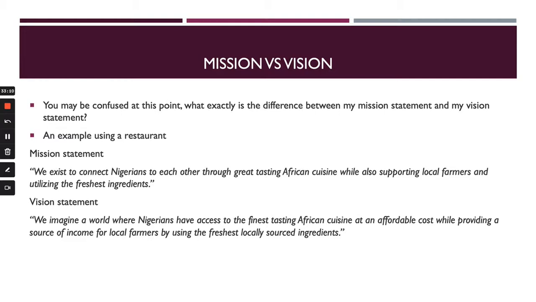So what they envision is beyond Nigeria now. It's a world, if you think about this, a world. So they've taken it from just the scope of making Nigerians eat good food to making a world where Nigerians all over the world can have access to African cuisine. So in this kind of scenario, you can say that their vision is to move from one or two restaurants to several franchises all over the world where Nigerians can come in and eat. And think about KFC.